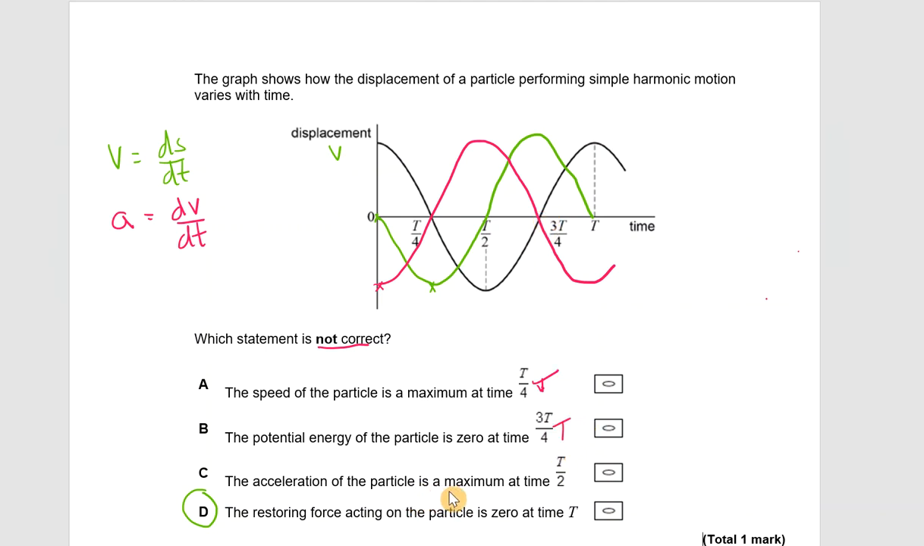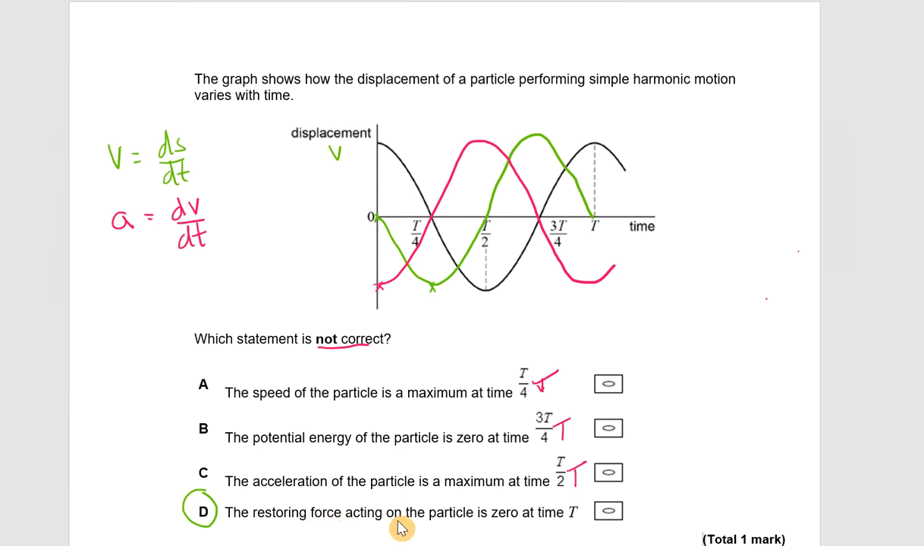The acceleration of a particle is at a maximum at t over 2. Let's have a look at t over 2. We're looking again at the acceleration graph. We can see the acceleration is at a maximum at t over 2. So that's another true statement.